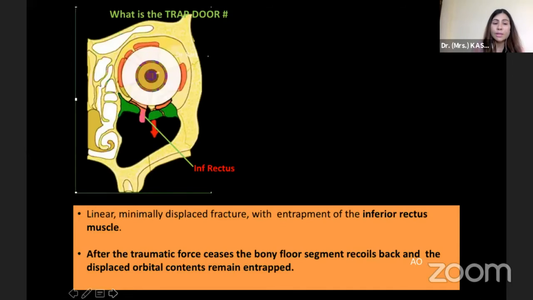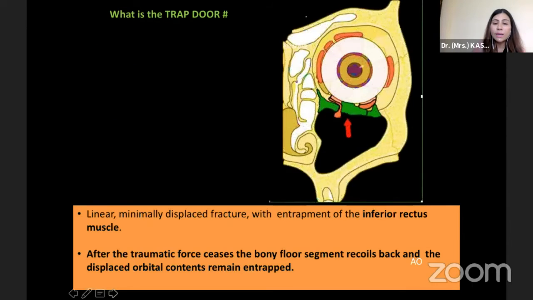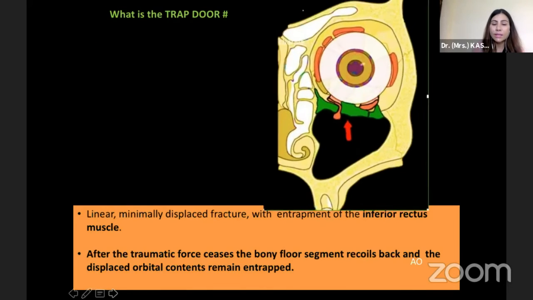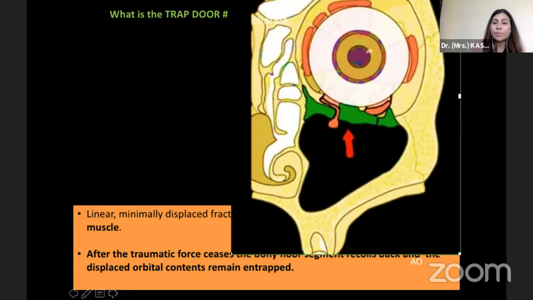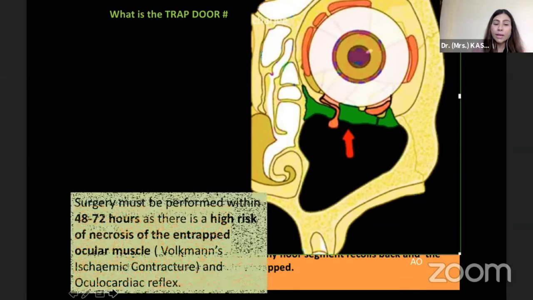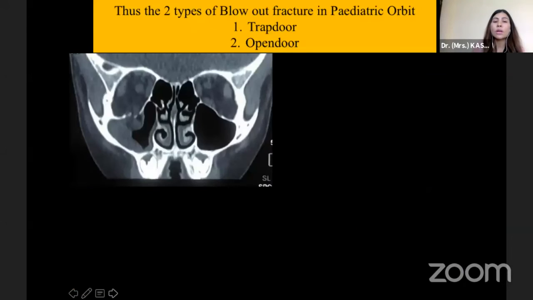This trapdoor fracture is basically a linear fracture with entrapment of the inferior rectus muscle. So what happens when there is a fracture? The fracture should be quite severe in order to lead to a blowout fracture in a child, and as such, the rectus muscle prolapses into the maxillary sinus. But because of the elasticity, as the trauma force ceases, the bone segment recoils back. As the bone recoils back, the muscle does not recoil and remains trapped there, which can lead to serious complications like Volkmann's ischemic contracture and also the oculocardiac reflex.